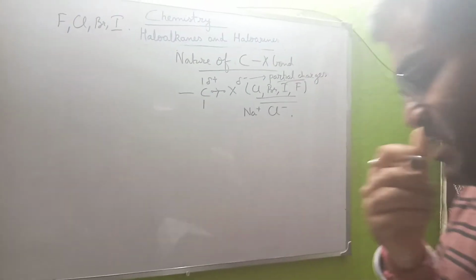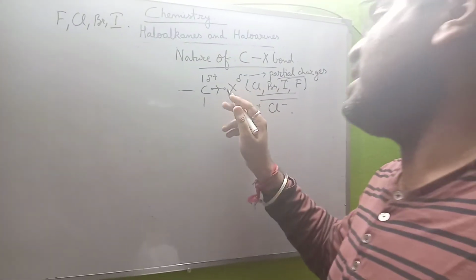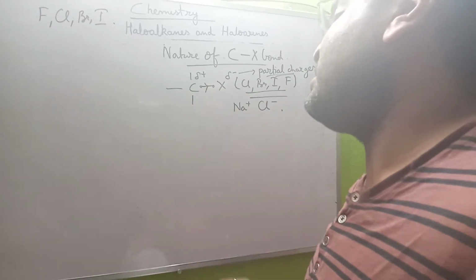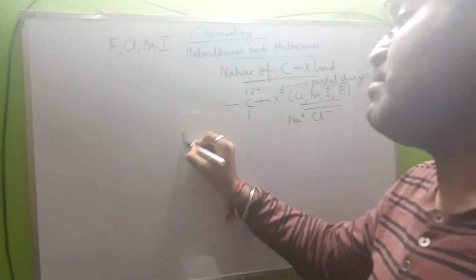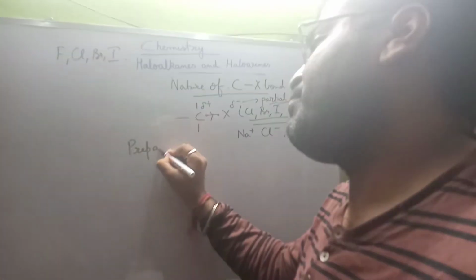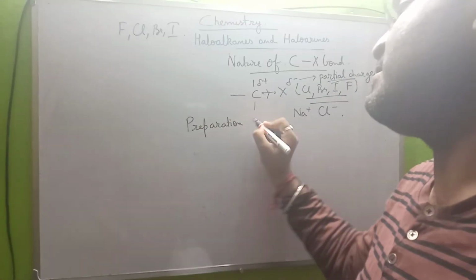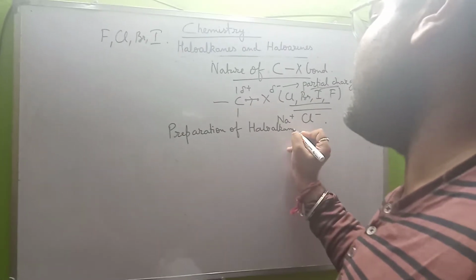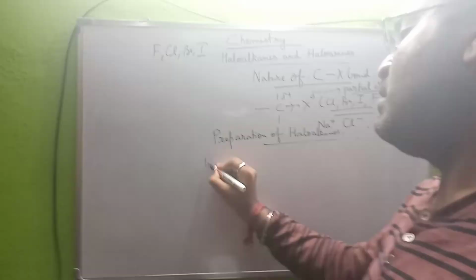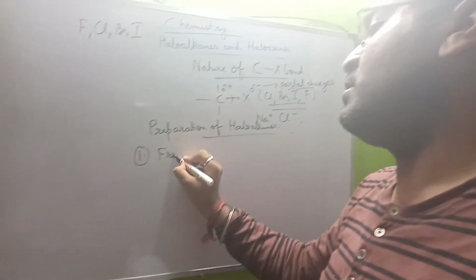Now let us see, by the help of this type of bond cleavage, we can make some preparation of haloalkanes. Under that, the number one is from alcohols.